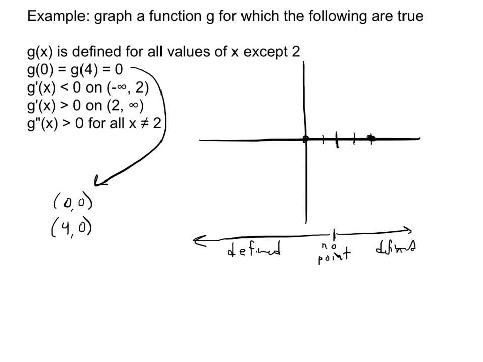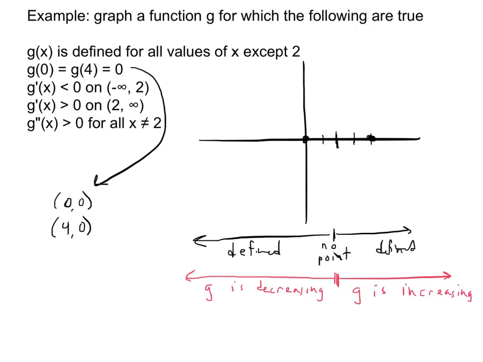My next two statements are about the derivative, so just to make things more clear, I'm going to use a different color. I'm going to use red here. The first one says that the derivative is negative between negative infinity and 2. So between negative infinity and 2, the place where there was no point, my function g is decreasing. Then the next one says that the derivative is greater than 0 between 2 and infinity. So between here and infinity, g is increasing.